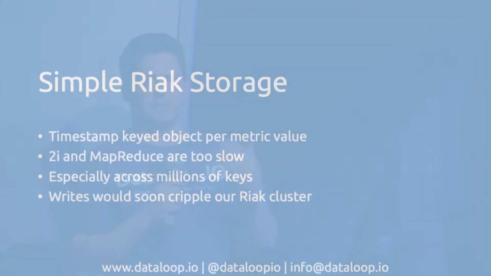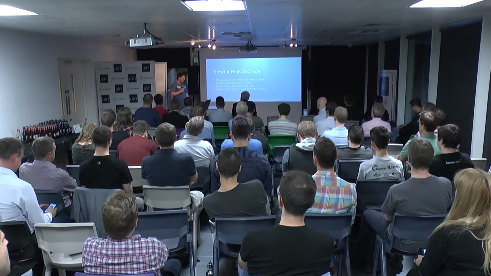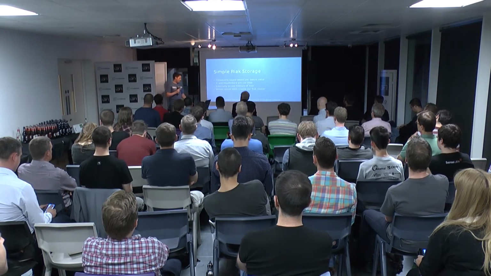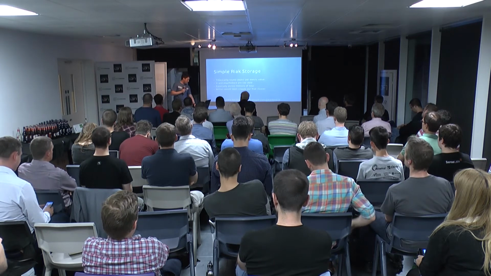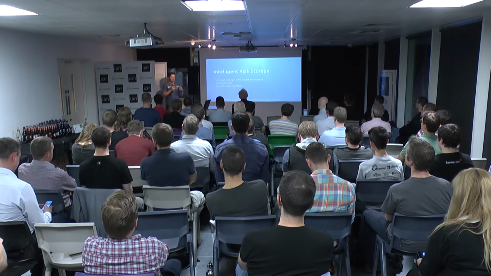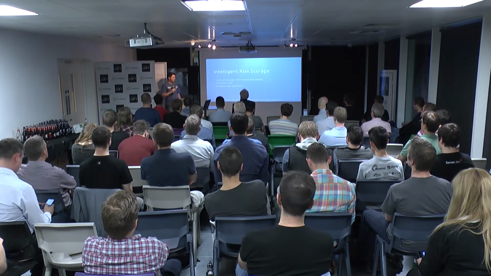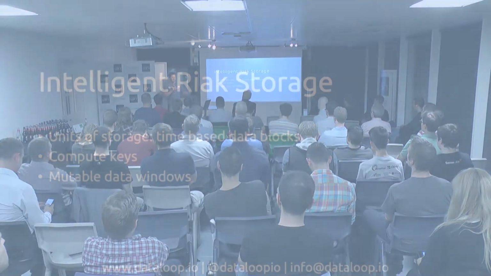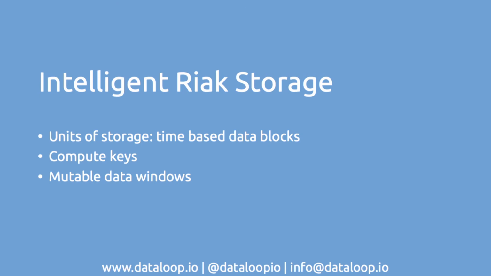The documentation on secondary indexes or MapReduce queries, they were too slow, really, for what we needed, especially if you get into the millions and billions of keys. So we threw this simple solution out the window, and decided to go with a less intensive approach. As data is coming in, we build up time-based blocks of data. So we roll the metrics up into blocks and then write them into React.